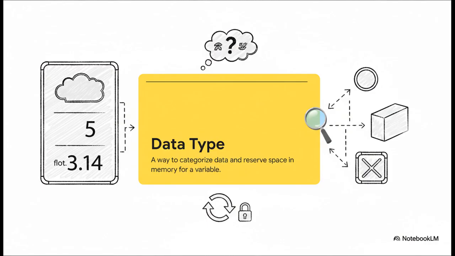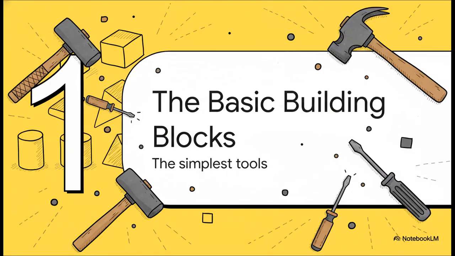You can just think of it as a label. It's our way of telling Python, hey, this thing I'm giving you, it's a number. Or, nope, this one over here is text. That little label tells Python exactly how to store it and what kind of things we can actually do with it. All right, let's start with the absolute basics in our tool belt.